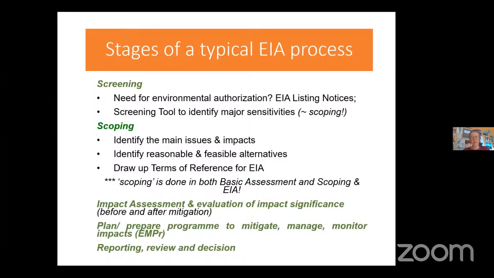It's where you say, what are the main issues? What are the main concerns? What are likely to be the big impacts of this proposed activity? And also really important during scoping is to look at reasonable and feasible alternatives. So you don't just come in with one set option. You look at ways to maybe avoid having significant impacts and so on. So you look at those options. And then also typically you draw up terms of reference if you need to do a full-on EIA.